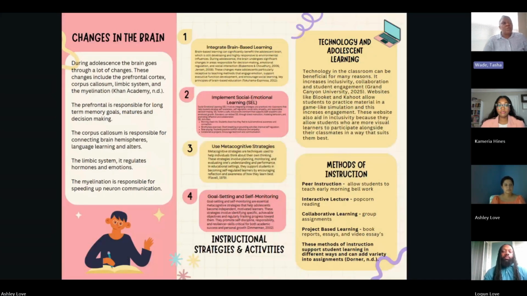Hello, Professor Norwood. My name is Tasha Wade, and I'm part of the group A3. I would like to discuss the changes in the brain as it relates to adolescent development. Some changes include the prefrontal cortex. It is important because it's responsible for long-term memory goals, and it also influences decision-making skills.